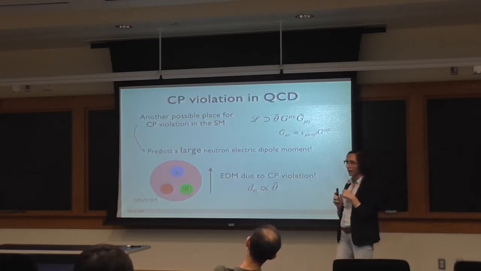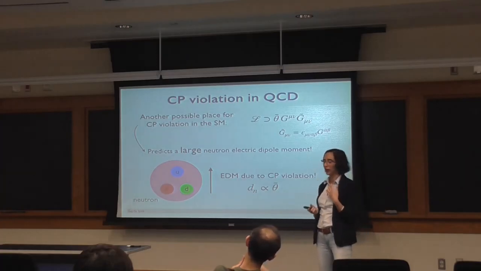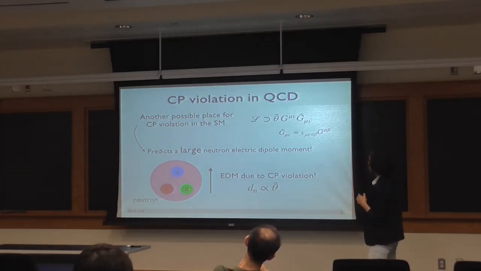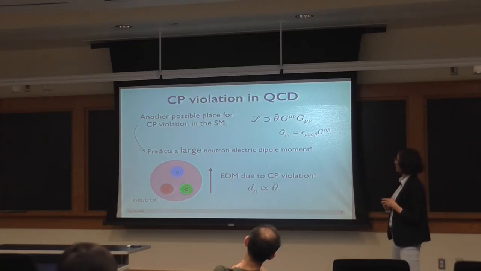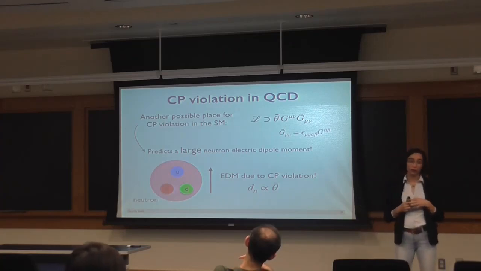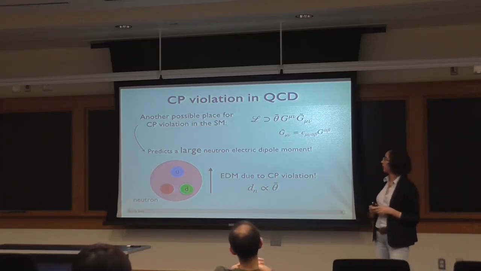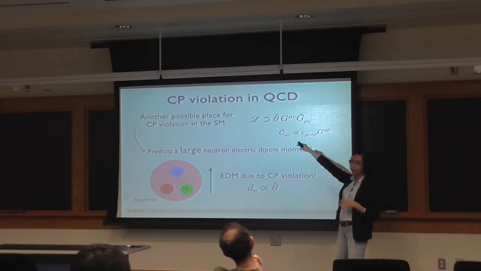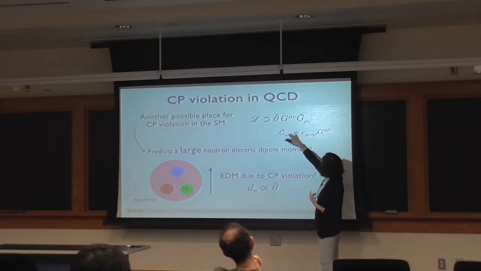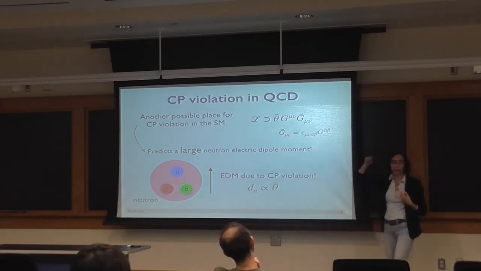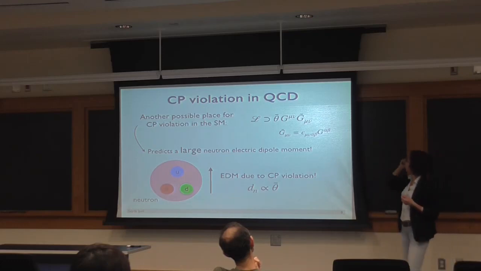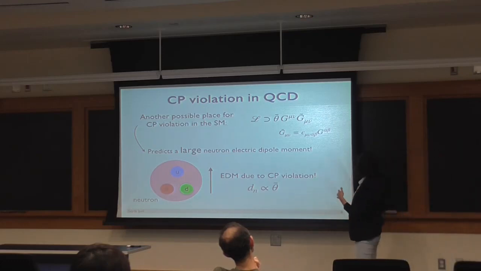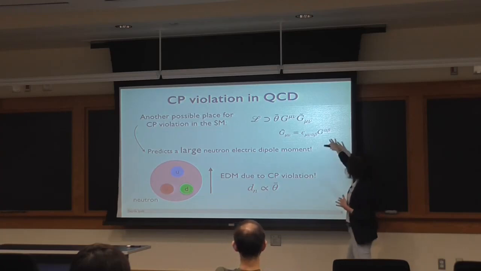So one thing that might excite people about the strong sector is that it also could have its own CP violation. This is a possibility because there is an allowed term in the QCD Lagrangian. It's called theta bar G G dual, where G is the gluon field tensor. And so this is allowed.